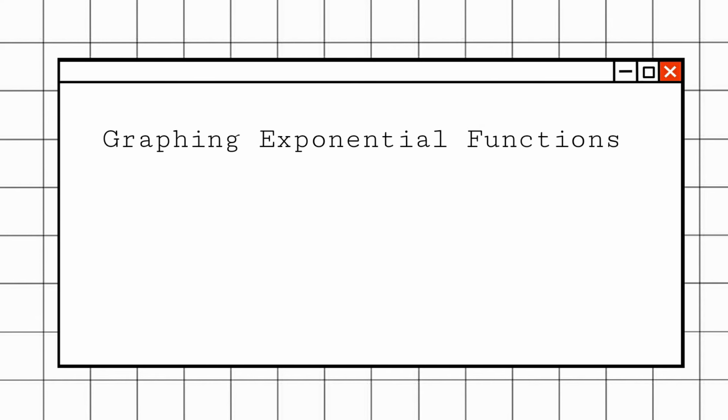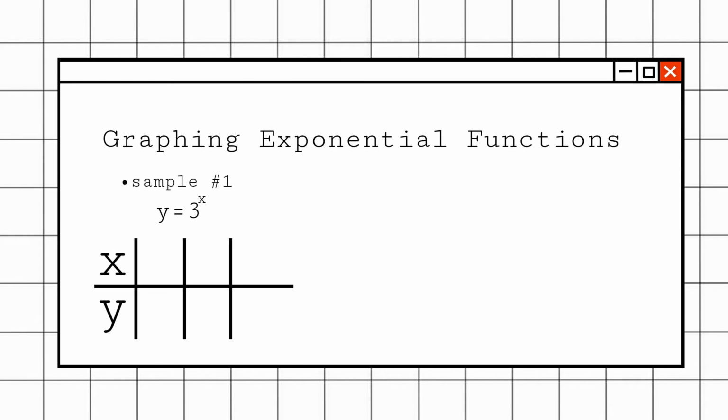Great! We have described and defined exponential functions. Let's move on to graphing exponential functions. Our first exponential function is y = 3^x. Take note that f(x) and y mean the same thing and therefore are interchangeable when it comes to writing functions. To graph said function, we first make a table of values for x and y.